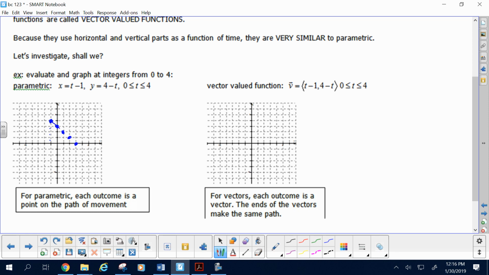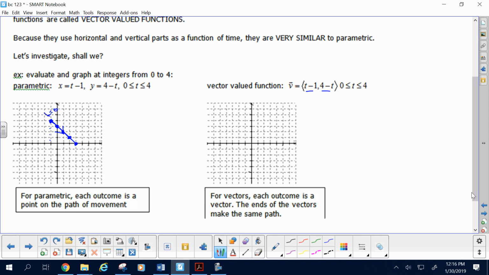All right, so here's the path. Here's time 0, and it's moving that way, like we've always done. We could have eliminated the parameter, and I imagine we would have got the equation y equals negative x plus 3, but you understand. You follow? All right, then. For parametric, each outcome of when I put a time in is a point. It's a location. Let's compare that to a vector valued function. You can see then that the same functions.